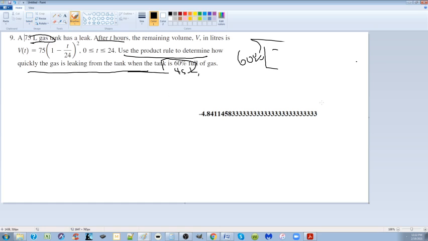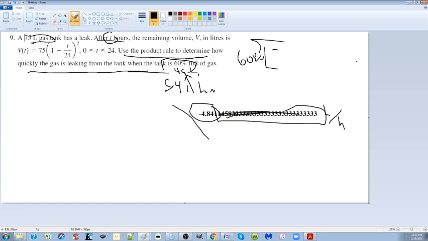And then you've got to use your units. We know it's liters per hour because they gave us t in hours and volume in liters. So it is losing, at that particular time, which was 5.41 hours, I think, it is losing 4.8411, whatever, rounded. It is going down negative 4.84 liters per hour at that particular time when it's lost 60% of its gas. So it's draining quite quickly.